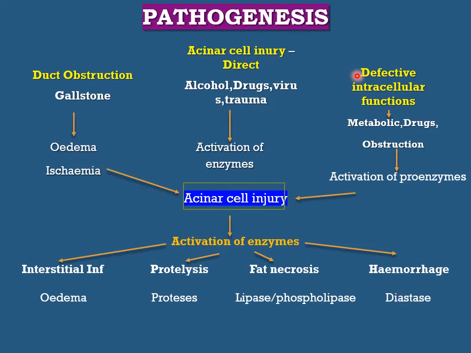The third category is defective intracellular functions within the acinar cell, and this can be due to metabolic aberrations, drugs, and obstruction of the duct by various causes. So all these three primary conditions lead to the activation of proenzymes and enzymes, and also interstitial edema. So all these things will predispose or result in acinar cell injury, leading to all the complications.